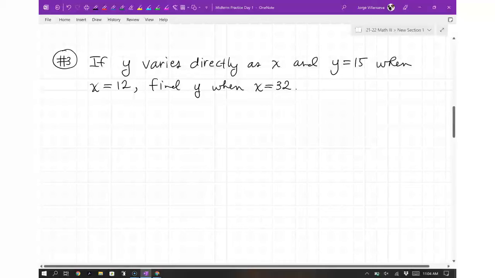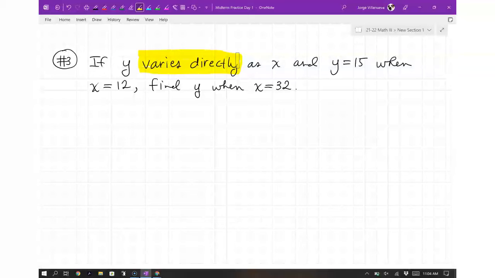They don't look like it at first, but you do have to understand what kind of formula you are going to use. Now, you can tell that they said it varies directly. There are two types of formulas: direct variation and inverse variation. We're going to do one of each. So they said y varies directly as x.